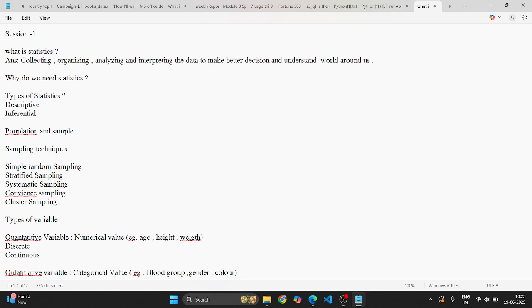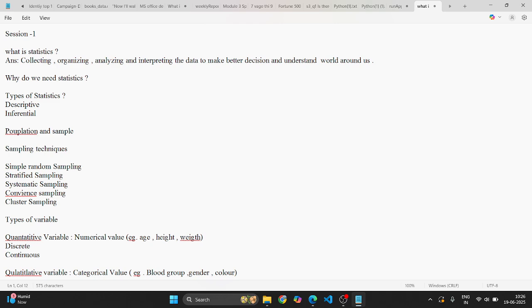Systematic sampling means that some order is maintained. For example, we conduct a survey for some specific activities, and in that we take every eighth person's opinion. We have said that every eighth person will go under this survey, like that.